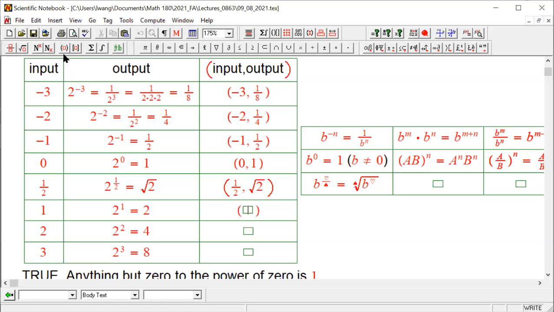And for those other ones, input 1, output 2; input 2, output 4; input 3, output 8. And then what do we do? In the process, I observed something interesting. Yes, the input can be negative, zero, positive. But it looks like my outputs are all positive. I wonder if that's always true.